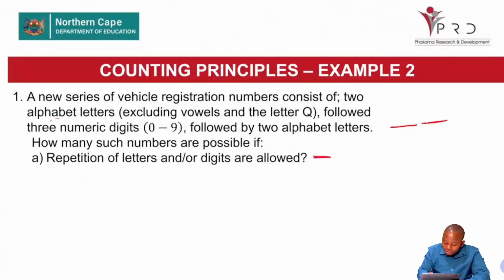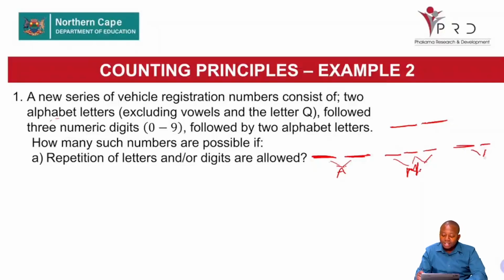Okay, let me just do it here. So these are alphabets. Just going to say A, then followed by 3 numeric digits, 1, 2, 3. So these are numbers. And followed by the 2 alphabet letters. We have 2 alphabets in that case, where repetitions are allowed.